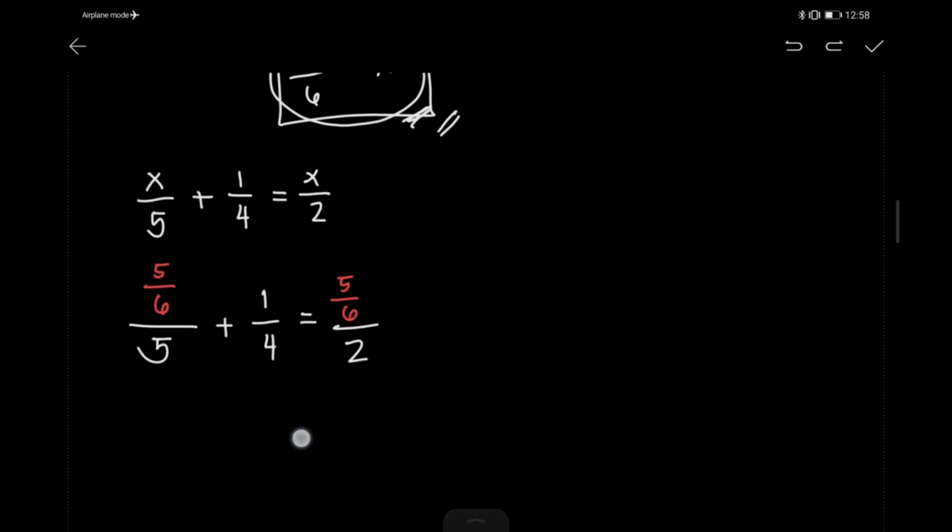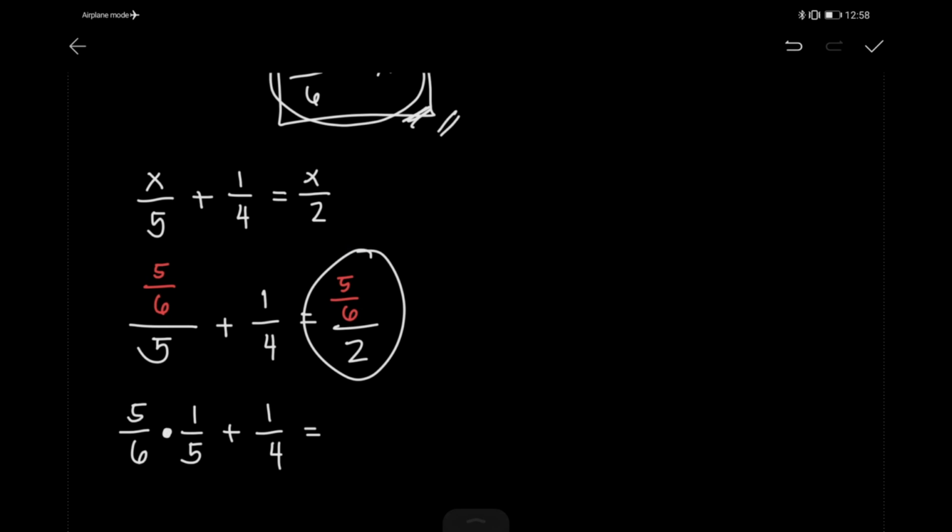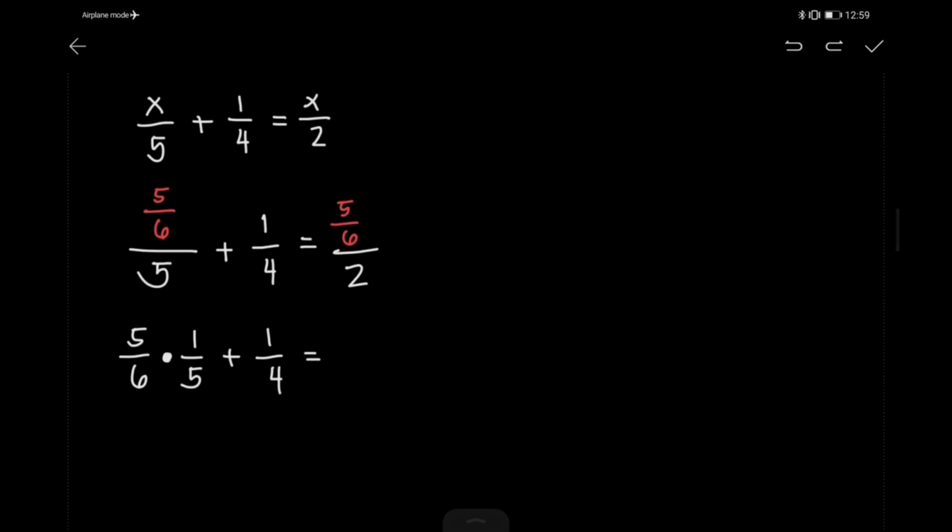We have here our numerator, the 5 over 6, then the reciprocal of this one: we have the imaginary 1, then flip it, so it will become 1/5. From the operation division, this will become multiplication. Then plus the 1/4. Then the same, we have here division, so bring down the 5 over 6, then get the reciprocal of 2, so times 1/2.